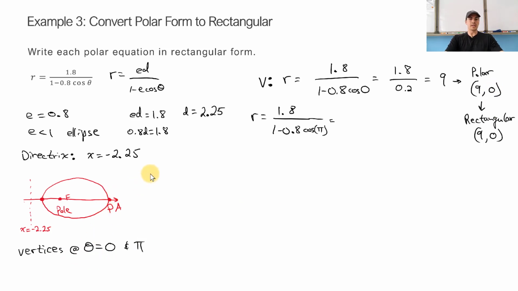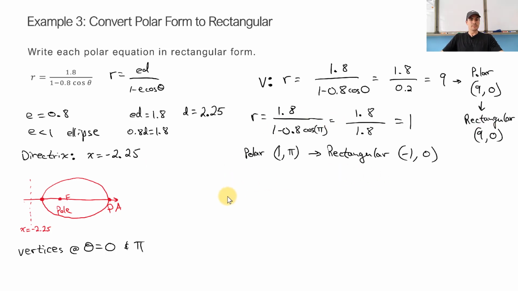So again, let's go ahead and plug in pi. When we plug in pi, I get 1.8 over 1.8, so that's 1. Okay, so the polar coordinate there is (1, pi). Okay, (1, pi), however, corresponds to a rectangular coordinate of (-1, 0), okay? So hopefully you guys can imagine we're going around pi, or 180 degrees, right? And then we go out 1, okay?